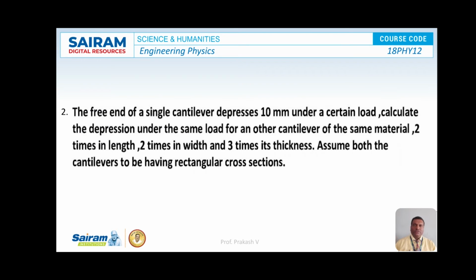The second problem is: the free end of a single cantilever depresses 10 millimeter under a certain load. Calculate the depression under the same load for another cantilever of the same material, 2 times in its length, 2 times in its width, and 3 times its thickness. Assume both the cantilevers to have rectangular cross sections. So this is the problem given here.